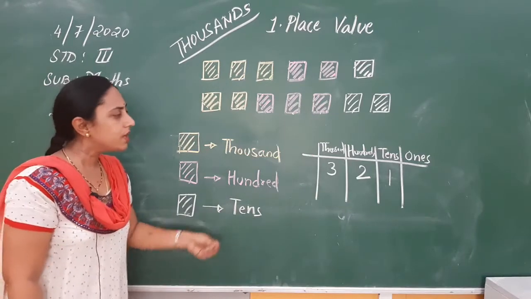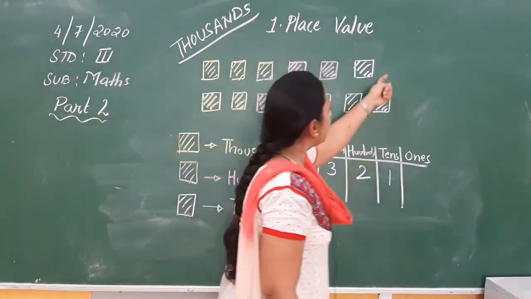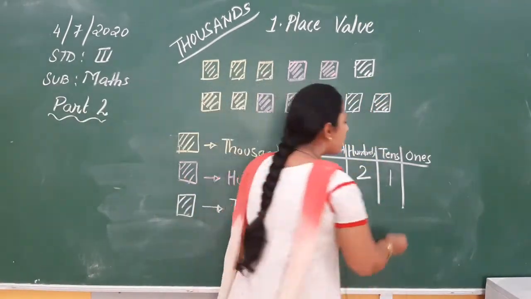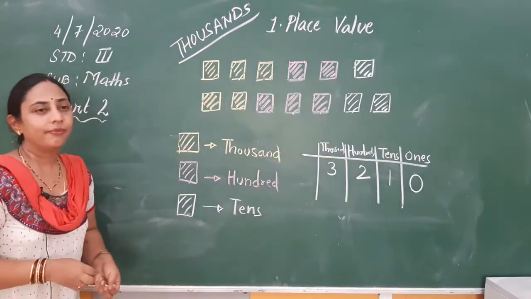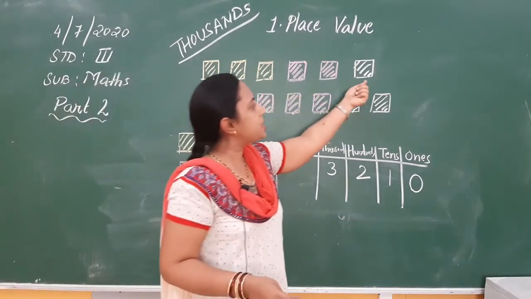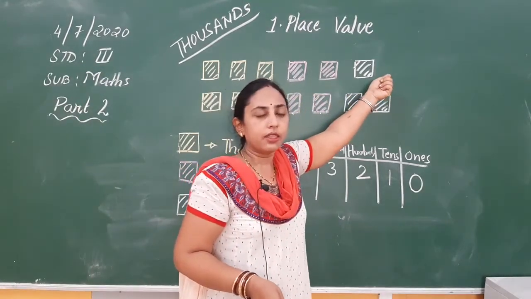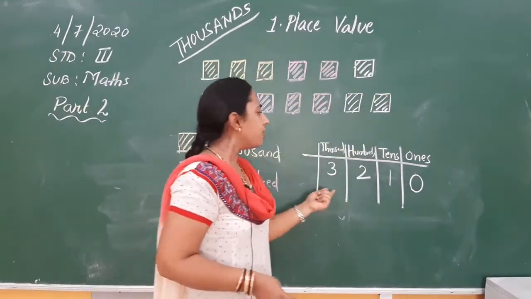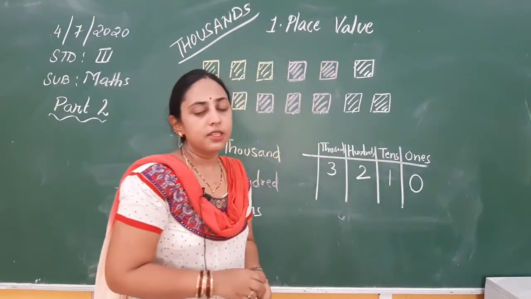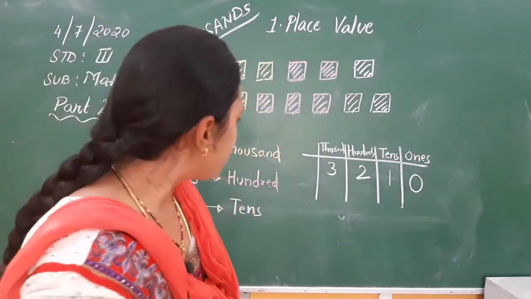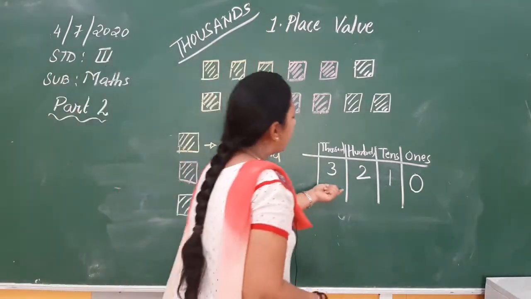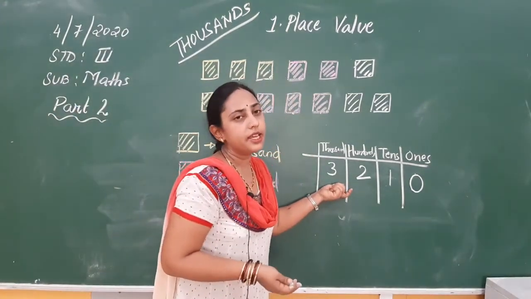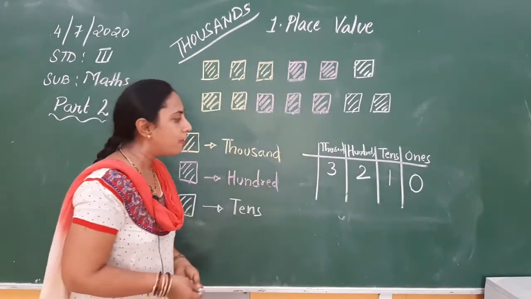Now you can see here nothing is there after the tens place. Nothing means 0, so we can put 0 in the ones place. Now how can we write this in the expanded form?